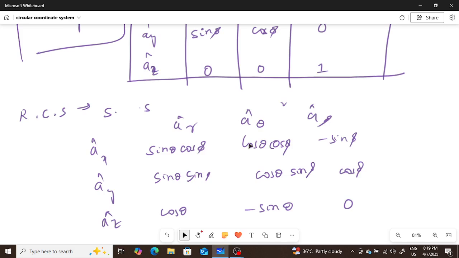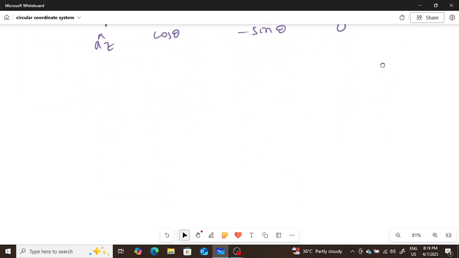One more combination is left. So remember all these points. Remember all these, and in the next class we will solve some problems based on this chart.